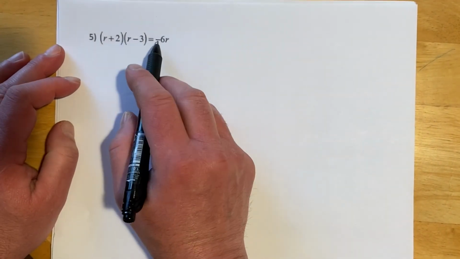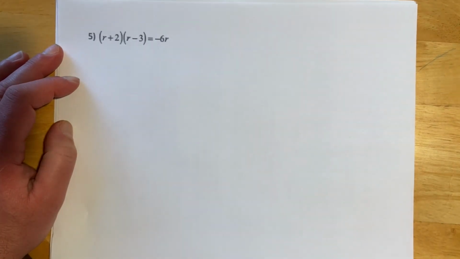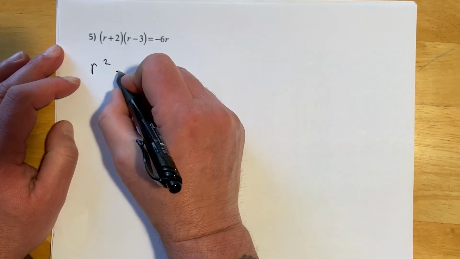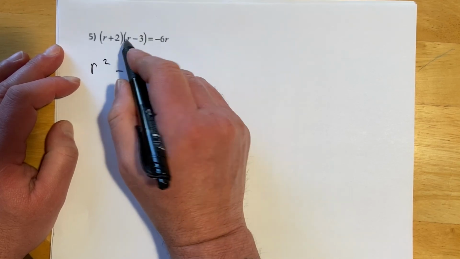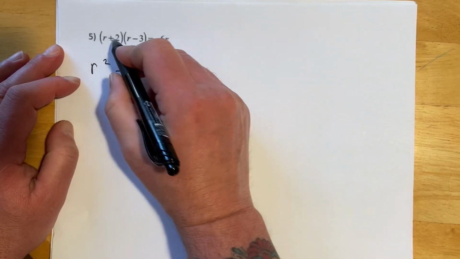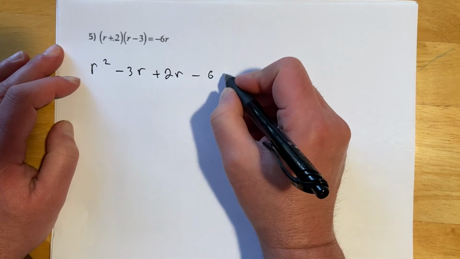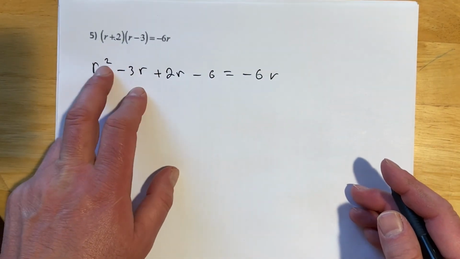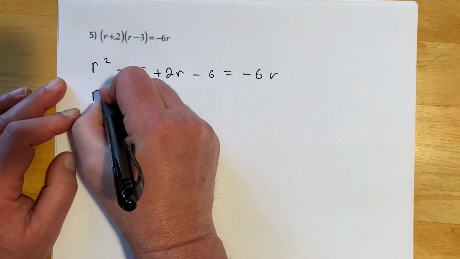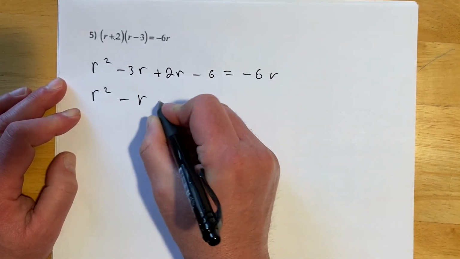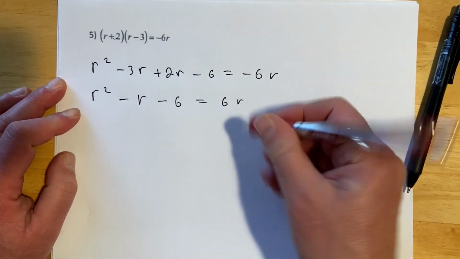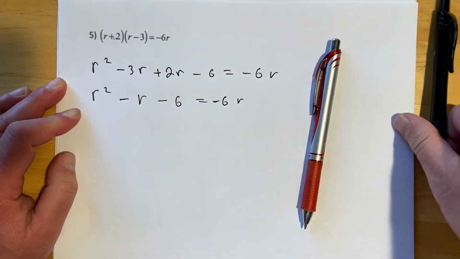Okay, and then this last one, again, doesn't equal 0, so I have to do some work there. So I'm going to go r times r is r squared. On the outside, I get minus 3r. On the inside, I get plus 2r. And at the end, I get minus 6 equals negative 6r. So this time I'll bring stuff this way because the squared is positive. And before I do that, let me collect terms, just because it's a good habit. So now, oops, let me not drop the sign.